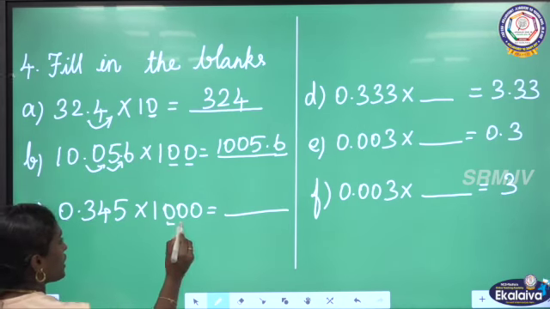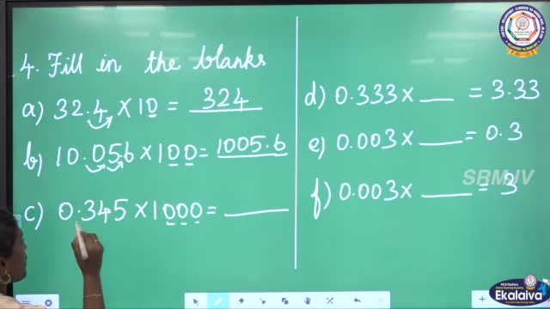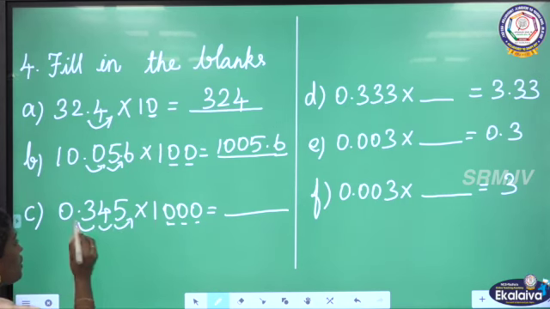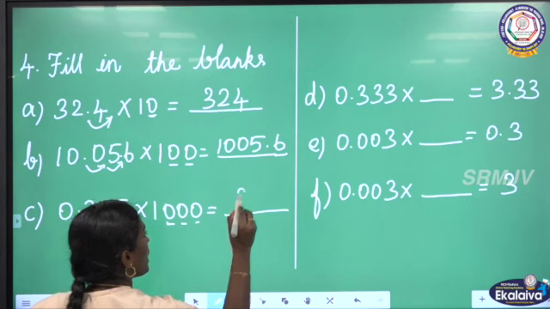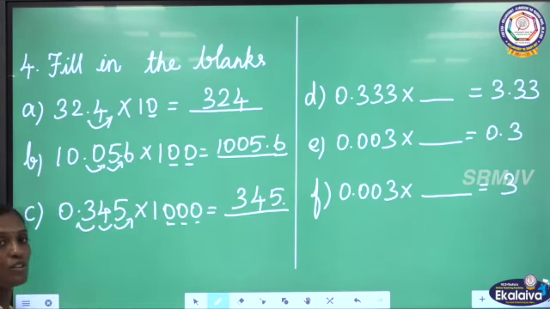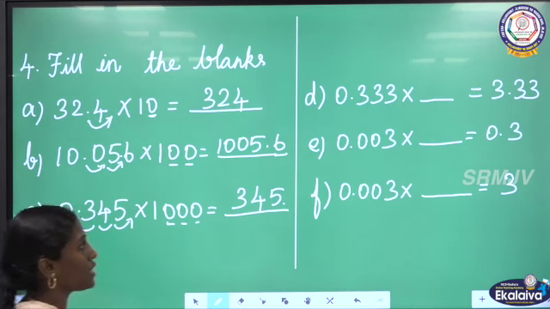Here, 0.345 into 1000. 3 zeros are there. So we have to move the decimal point 3 places to the right. So the decimal point will come at the last, 345. The number will become a whole number, 345.